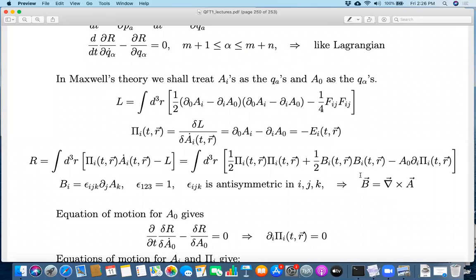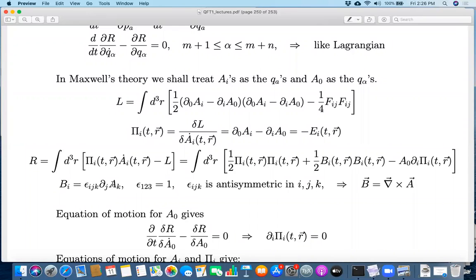In fact, this is what I have written here. So basically this 1/4 F_ij we can write as half B_i. This I will leave as an exercise to check. So where B_i is given here: epsilon_ijk del_j A_k. So this is basically the curl of A. Yes, that is the definition of curl, right?